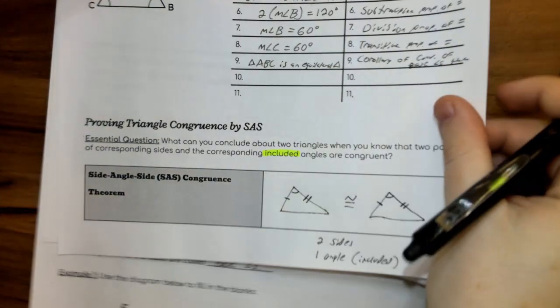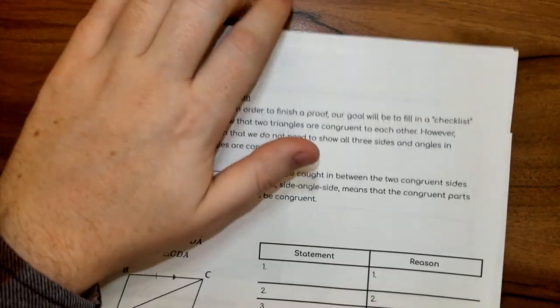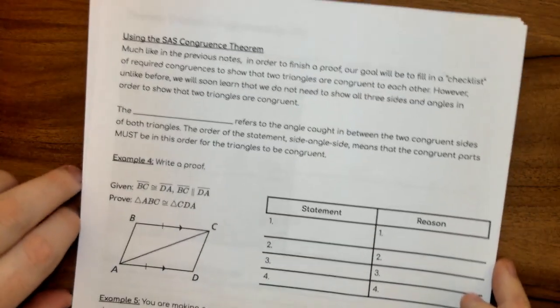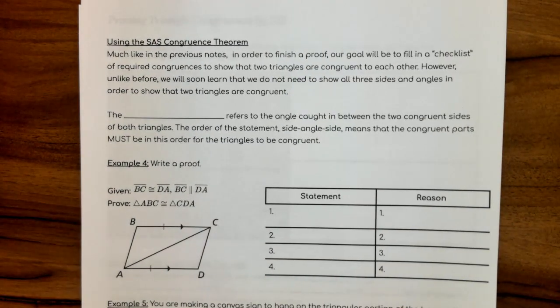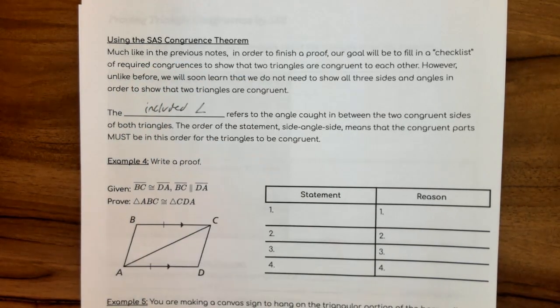So let's take a look at the next page and see how we can use this. To use the side angle side congruence theorem, remember that in this unit, all of our proofs are basically checklists. We're trying to prove 2 triangles are congruent. You have to basically fill out a checklist. The included angle, like we mentioned before, refers to the angle caught between 2 congruent sides.